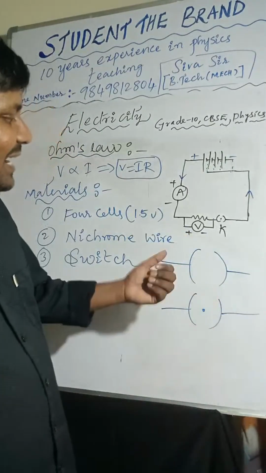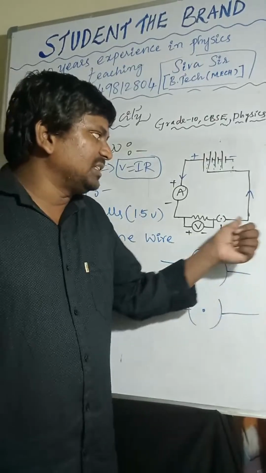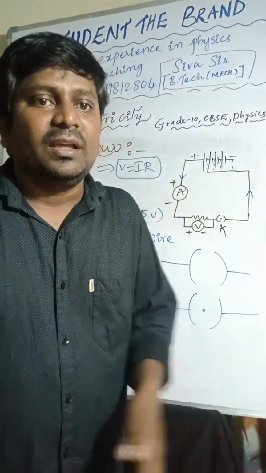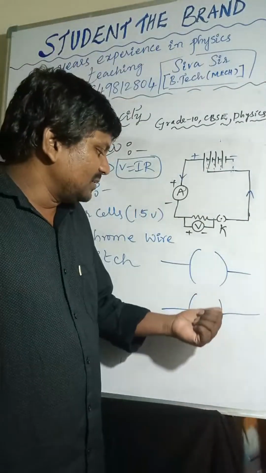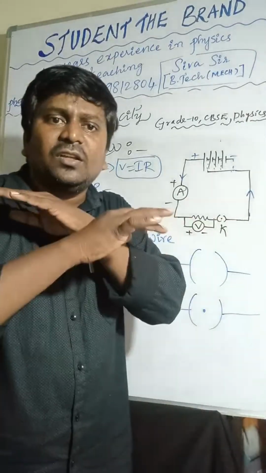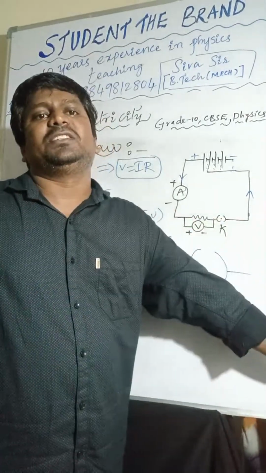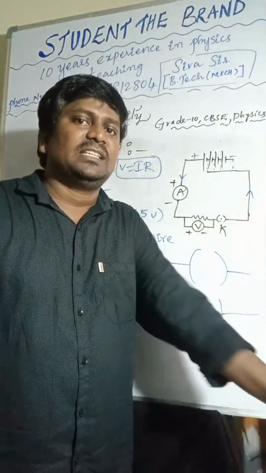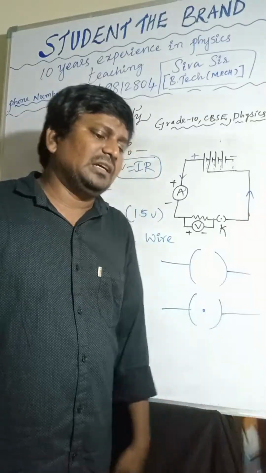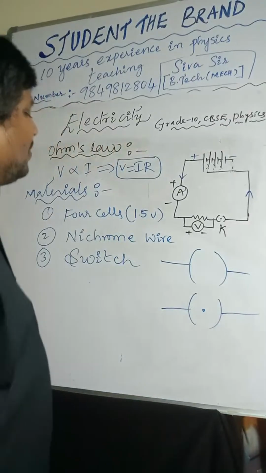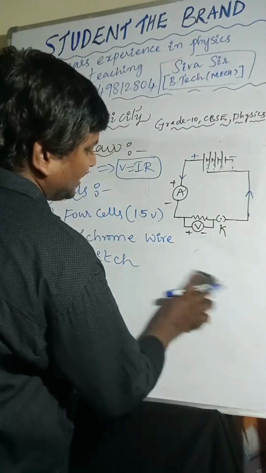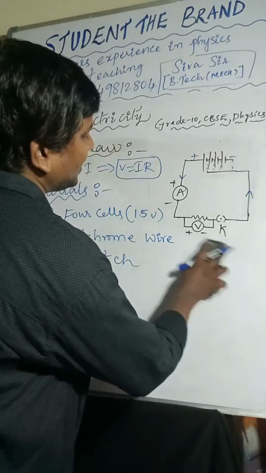If you connect the open switch to the circuit, that is called an open circuit. If you connect the closed switch to the circuit, that is called a closed circuit. Now we are going to the next one.